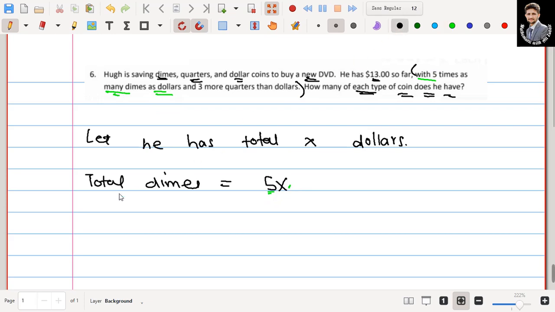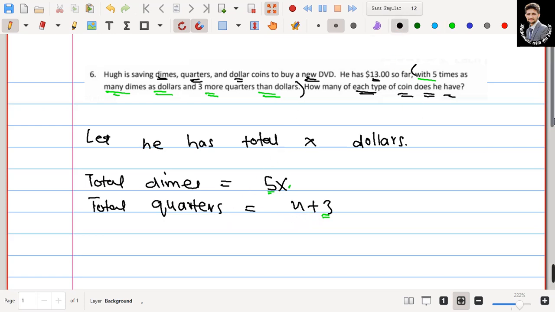Now the second condition, which is for quarters. I can say total quarters is equal to x plus 3. See this condition, 3 more quarters than dollars. So whenever I add 3 to my dollars, I will get total quarters.